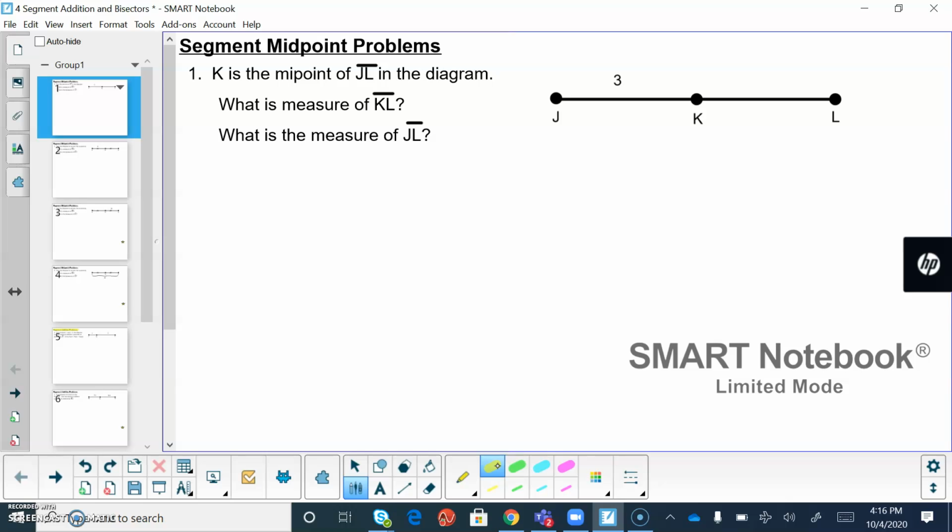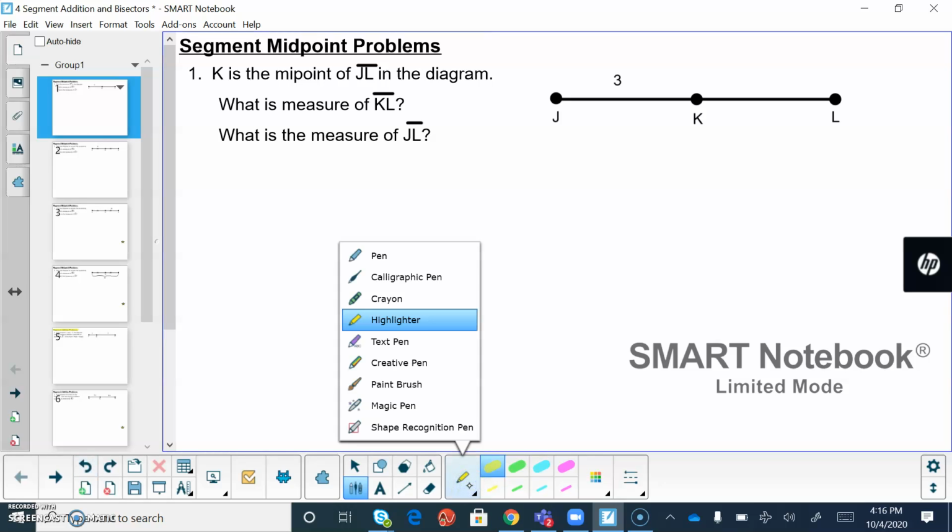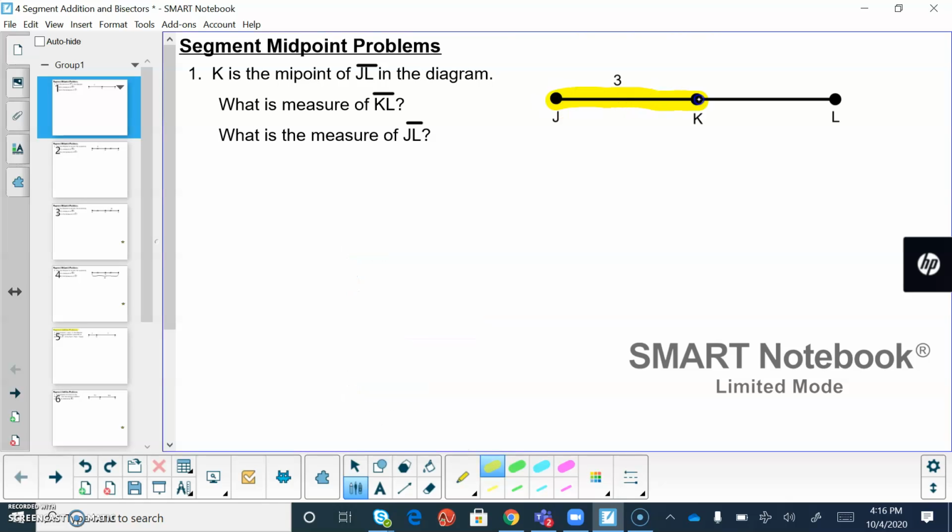If K is the midpoint of line segment JL, what that means is that K is in the exact middle. And since K is in the exact middle, that means the two smaller line segments, line segment JK and line segment KL, are equal. They're congruent because K is in the exact middle and it's breaking up the entire line segment into two equal parts.